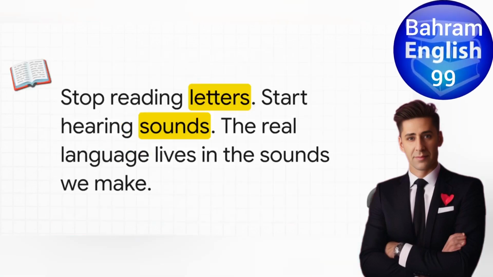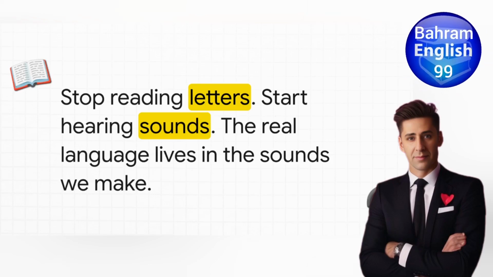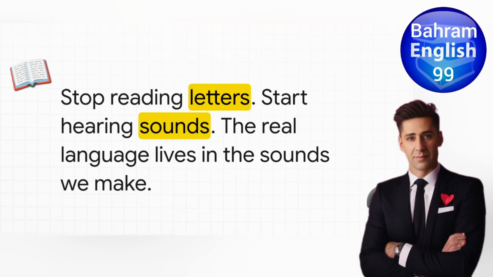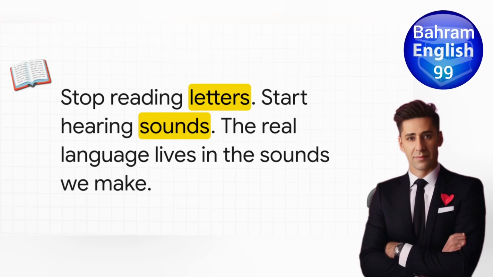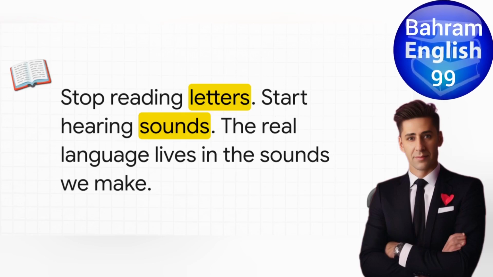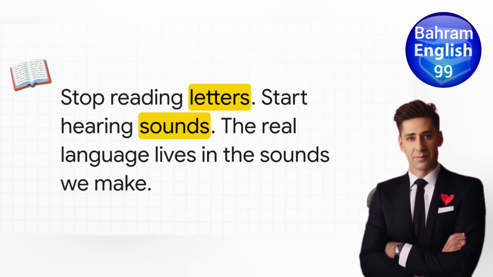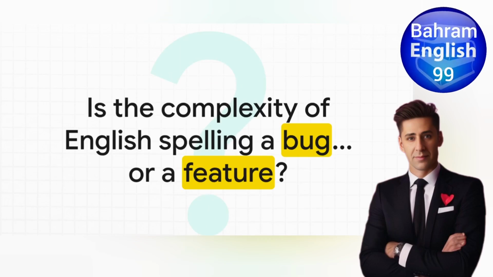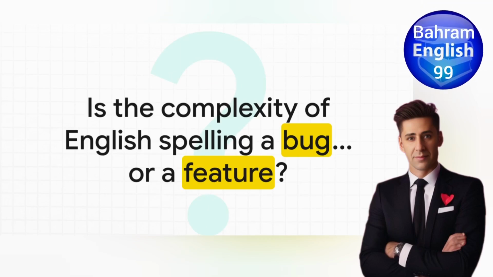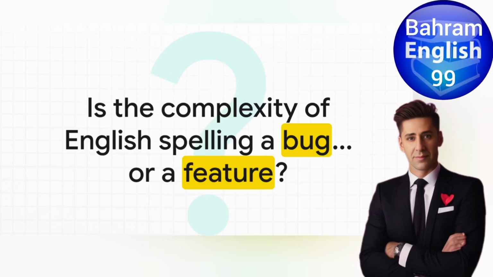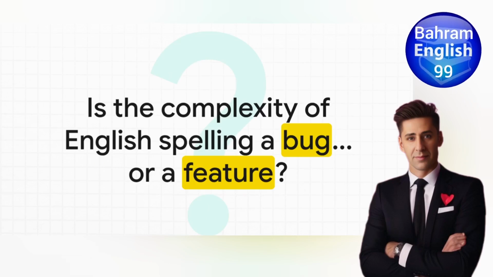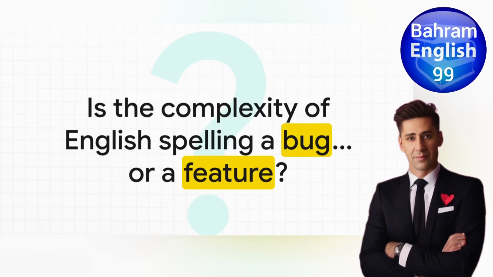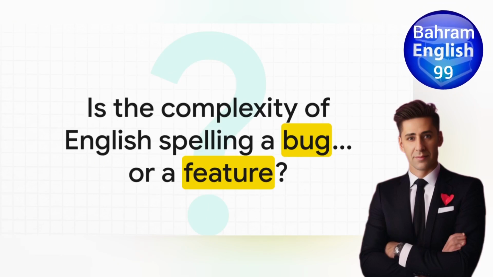So, if you only remember one thing from today, please let it be this. To really master English pronunciation, you have to stop reading letters and start hearing sounds. The letters are just a guide, but the real language, the real music, it's in the sounds. Which leaves us with one last thing to think about. All this crazy complexity in English spelling, is it a bug? A mistake we're all stuck with? Or is it a feature? Something that shows the incredibly rich and complicated history of the language. It's something to think about, isn't it?